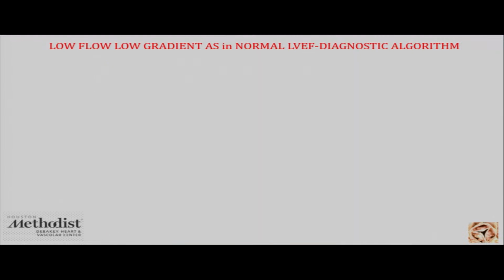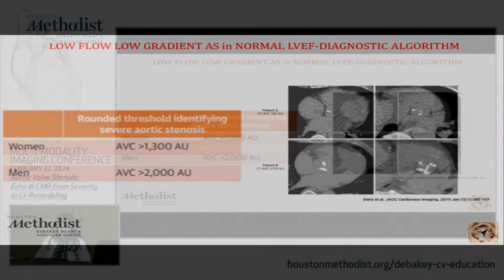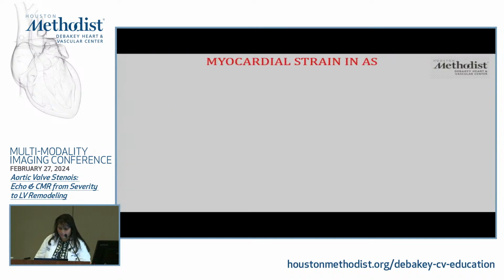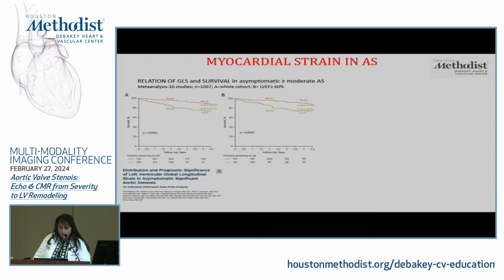I don't want to steal the thunder from Dr. Nabi, but just a quick recap of the numbers, right? Women is 1,300 and men is 2,000. I think this is another number which we really want to remember. And again, as you see, it's very relevant, right? So if you see low aortic valve calcium score versus high aortic valve calcium score, it's an important thing to identify. Another important tool is myocardial strain.